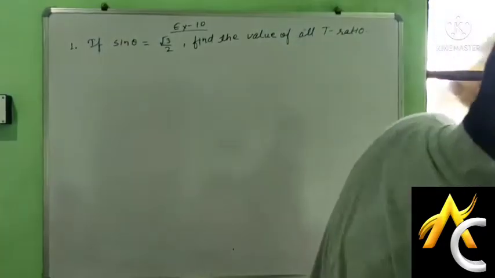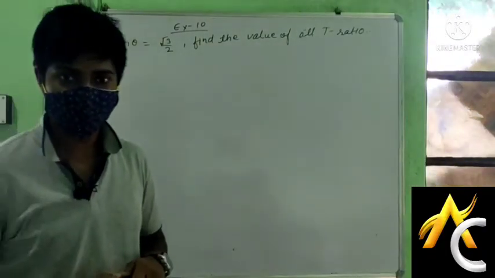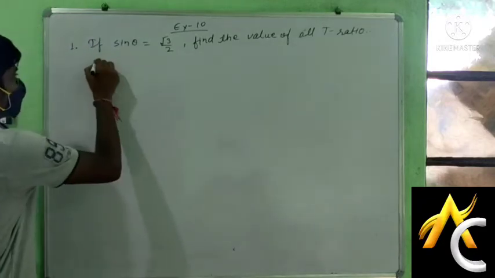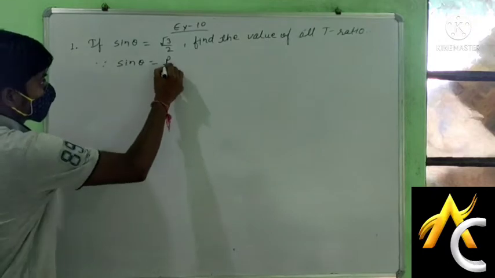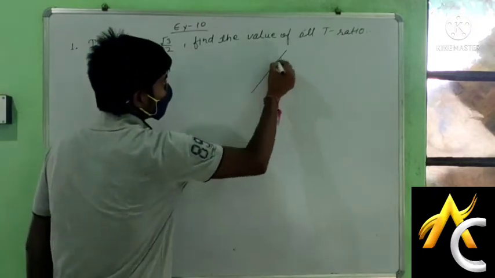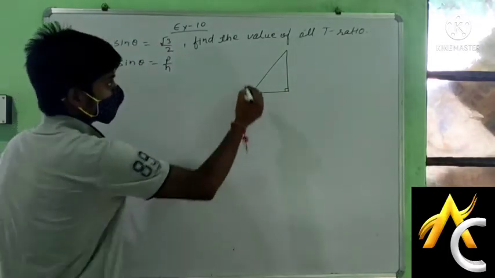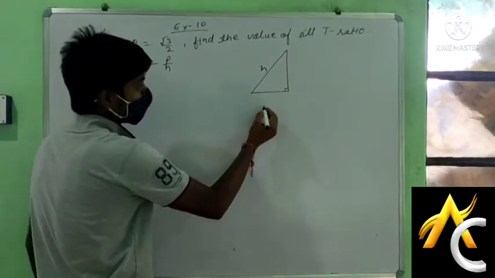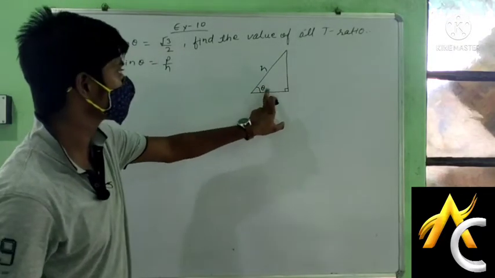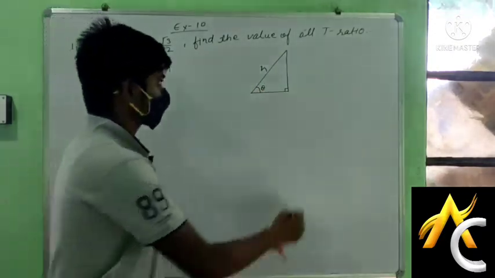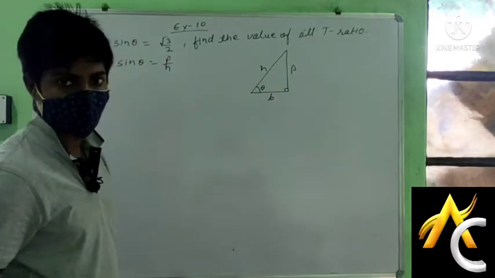And as we know that sin theta is equal to P by H, right? So since sin theta is equal to P by H, that means for a right angle triangle, let us consider that this is a right angle, then this will be hypotenuse, and let us consider that this is theta. So for theta, side opposite to theta will be perpendicular, so it will be P and this will be base, right?